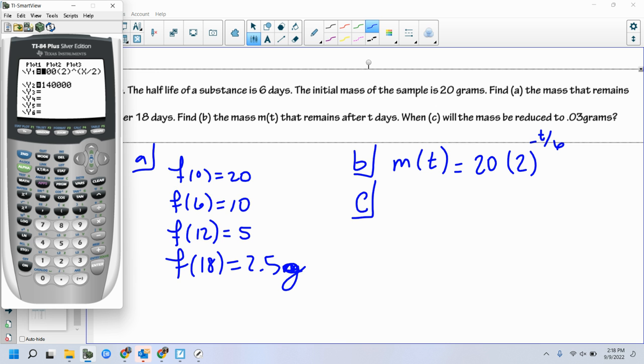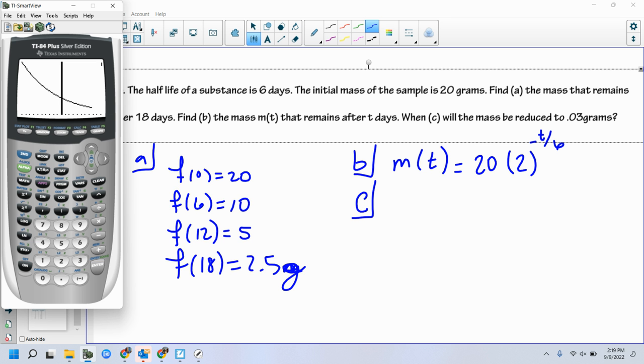So I'm going to go y equals, get that junk out of there, 20 times 2 to the negative x over 6. And I want to know when it's going to be 0.03. So I'm going to Zoom 6, put it back to my standard window, and then I will Zoom Fit this. I can see it a little bit there. Zoom Fit. I'll probably have to zoom out again, but that's okay.